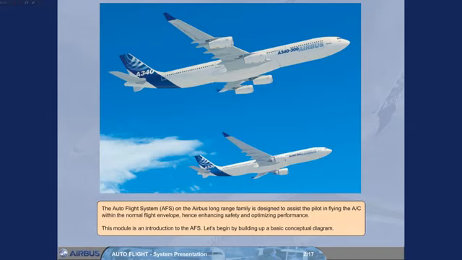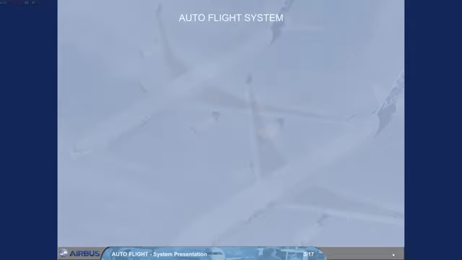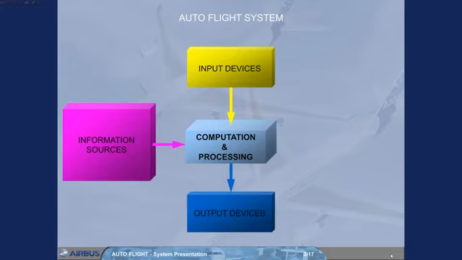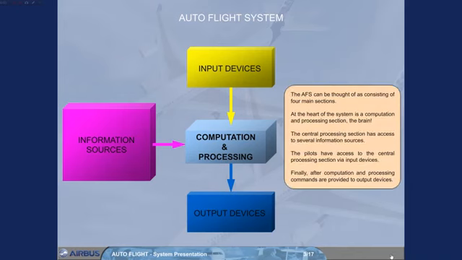Let's begin by building up a basic conceptual diagram. The Autoflight system can be thought of as consisting of four main sections. At the heart of the system is a computation and processing section, the brain. The central processing section has access to several information sources. The pilots have access to the central processing section via input devices. Finally, after computation and processing, commands are provided to output devices.